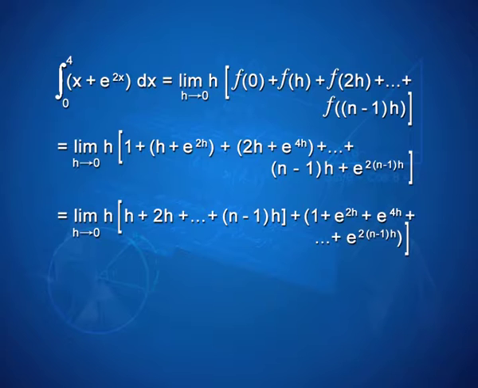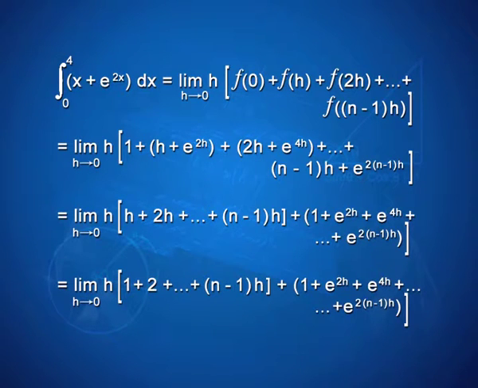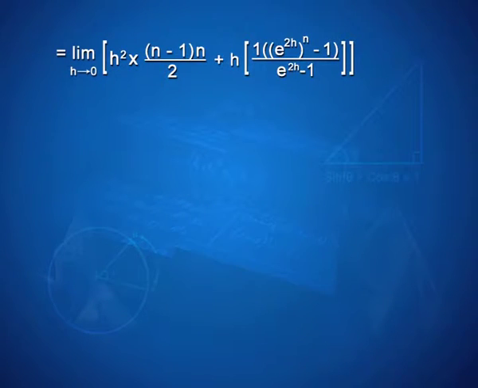This on simplification gives limit h tends to 0, h into (1 plus 2 plus so on plus n minus 1) into h, plus (1 plus e to the power 2h plus e to the power 4h plus so on plus e to the power (n minus 1) into h), which can be simplified with the help of geometric progression.